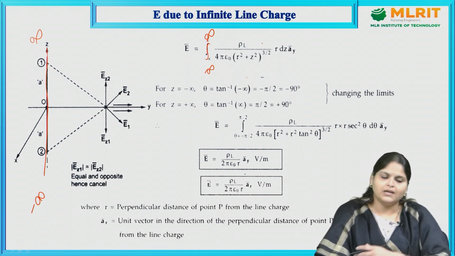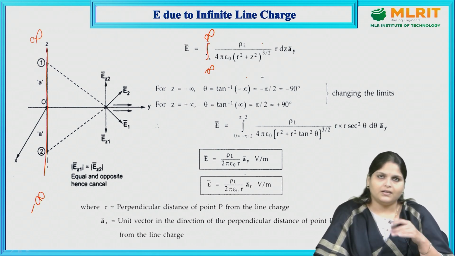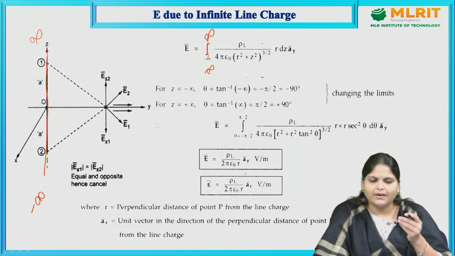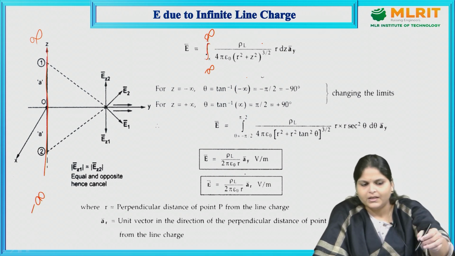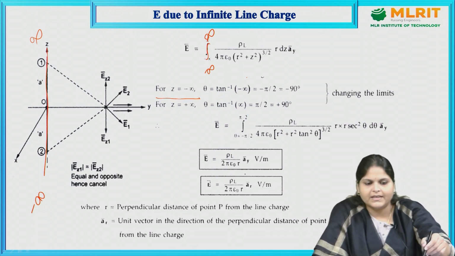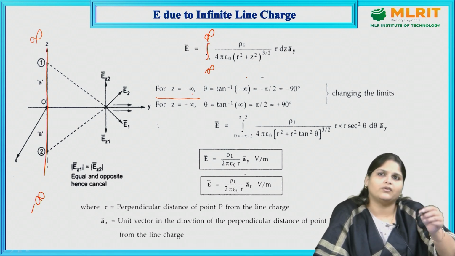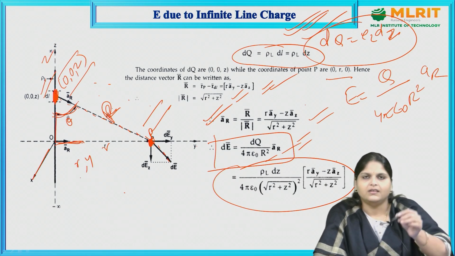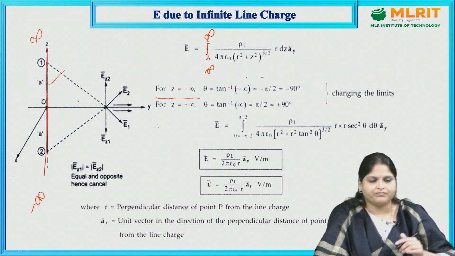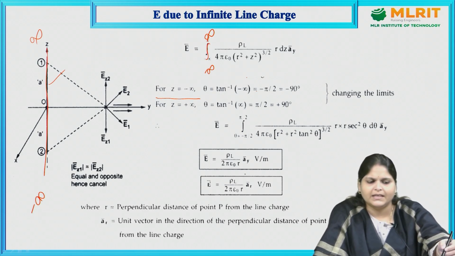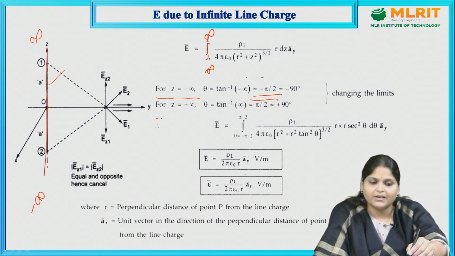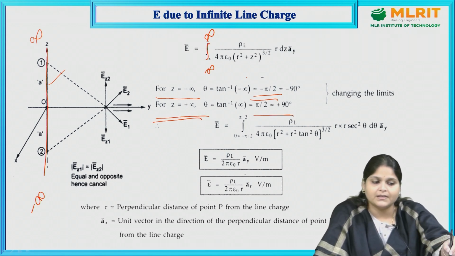So it becomes rho L upon 4 pi epsilon naught in bracket r square plus z square to the power 3 by 2 r dz aρ. Right. Now we have to make some modifications here. See, for z equals minus infinity, if you want to find out this theta angle which was here in the previous slide, it becomes tan inverse of minus infinity, which equals minus pi by 2, means minus 90. Similarly, for z equals infinity, it is plus 90.